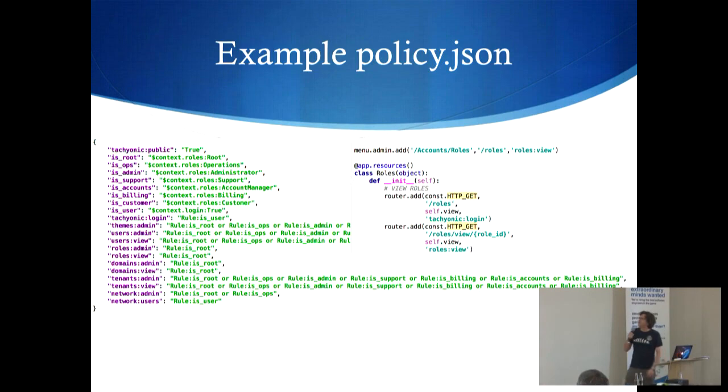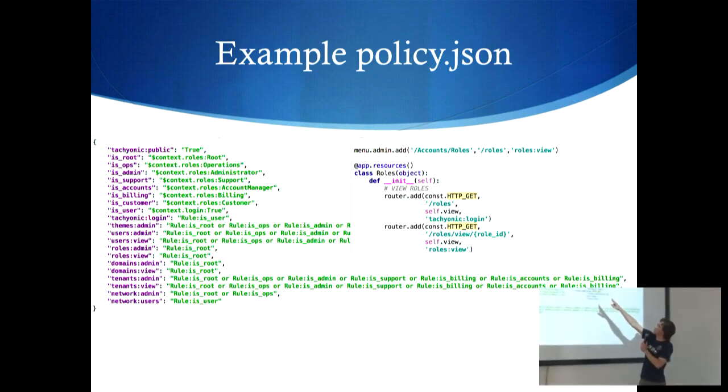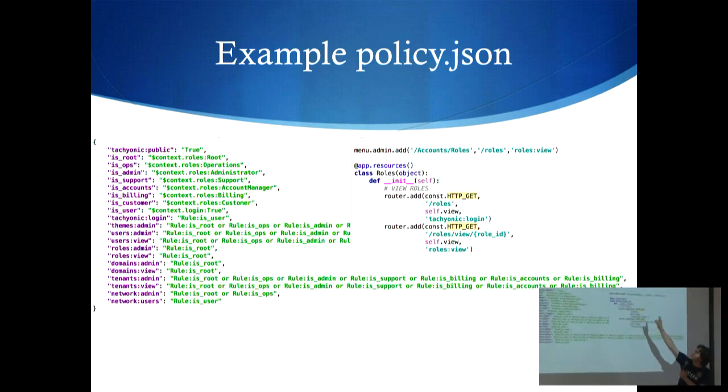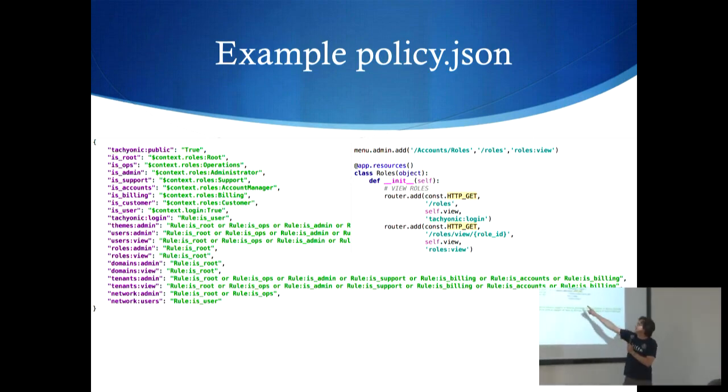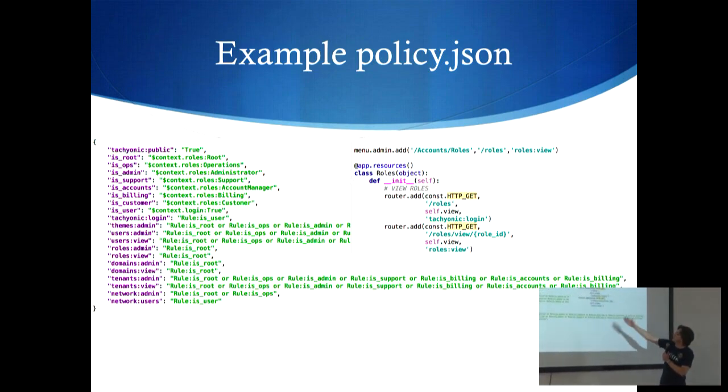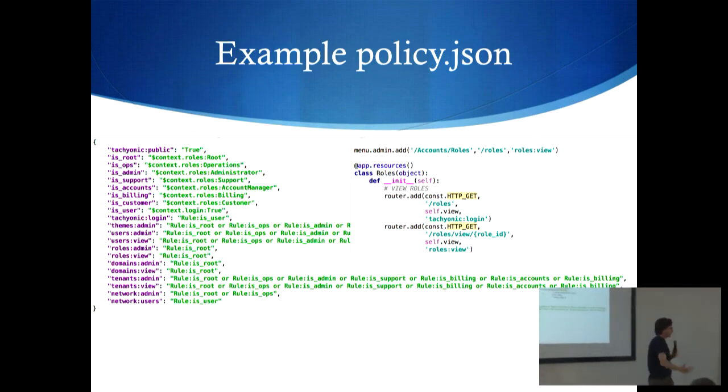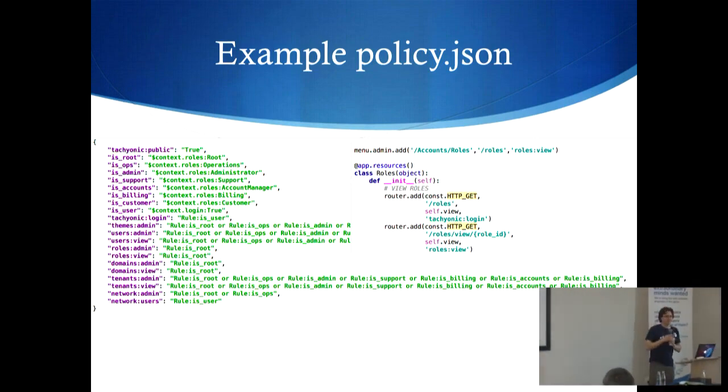So let's look at a quick example. Once again, here we decorate our class with the app resources, and then here where we add a URI to a route, as the last argument to this method, you simply specify the policy that is applicable to that resource. So if a user is logged in and he's not on the roles view policy, then sorry, he cannot access that resource. And by the way, at the top there, that's how easy it is to add an entry to the menu. You simply add to the admin menu, under the accounts, an entry called roles. That'll point to that URI /roles, which is protected by that policy. So if a user is logged in and he doesn't belong to that policy, he doesn't even have that menu item.